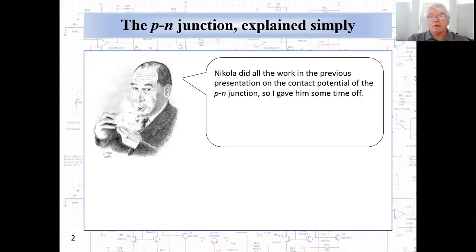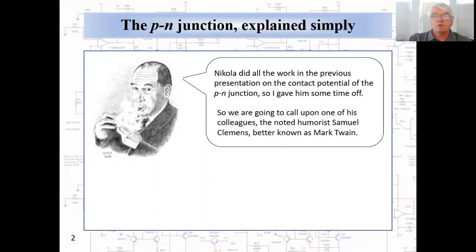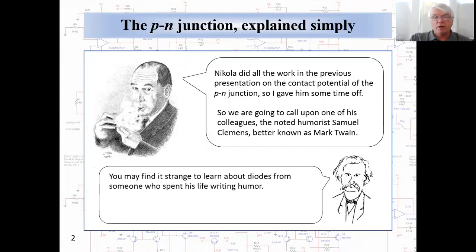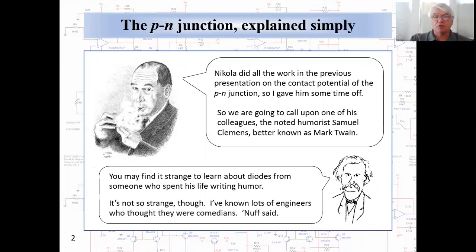Now, Nikola Tesla did all the work in the previous presentation on the junction contact potential, so the boss gave him some time off. So we're instead going to call upon one of his colleagues as a substitute, the noted humorist Samuel Clemens, who is better known as Mark Twain. You may find it strange to learn about diodes and junctions from someone who spent his life writing humor, but it's not so strange though. I've known lots of engineers who thought they were comedians.